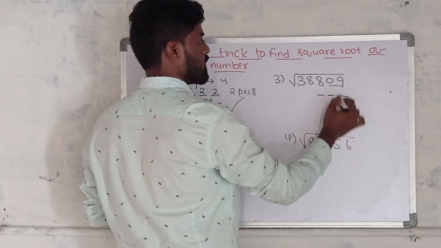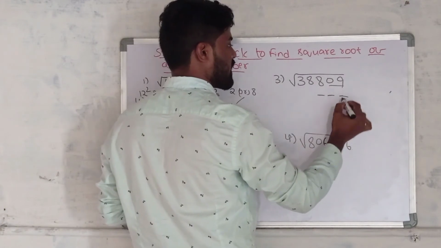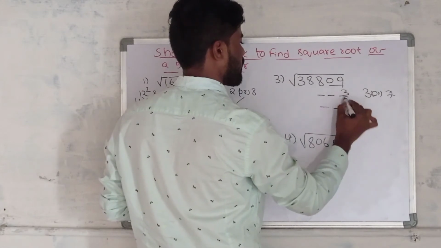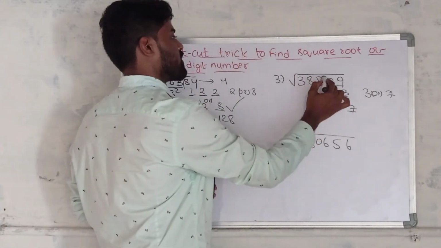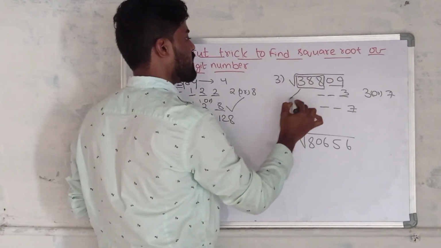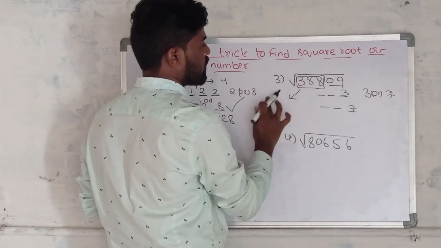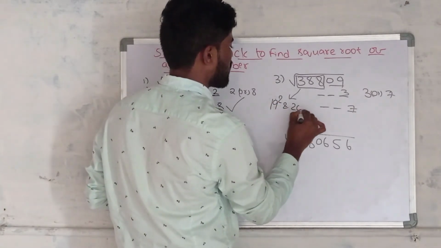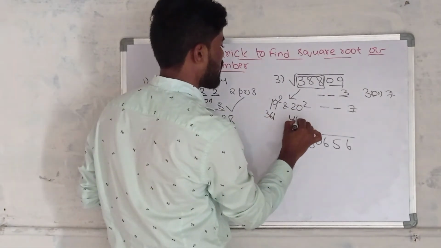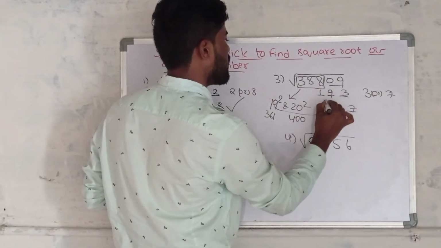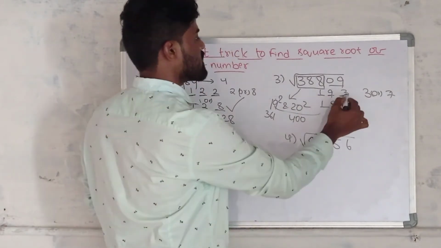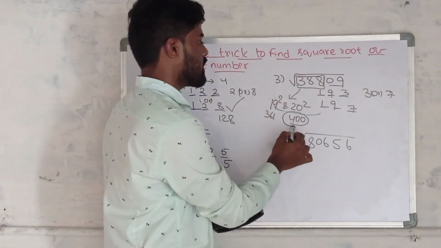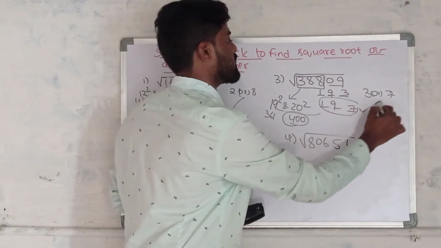Here the last digit is 9. That means the square root of this number ends with either 3 or 7. Now observe the first 3 digits. It is between 19 square and 20 square, that is 361 and 400. Always take the smaller number, 19 here. Our answer is either 193 or 197. Here 388 is close to 400, so our answer is the larger number. 197 is our answer.